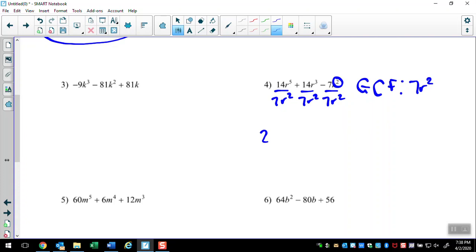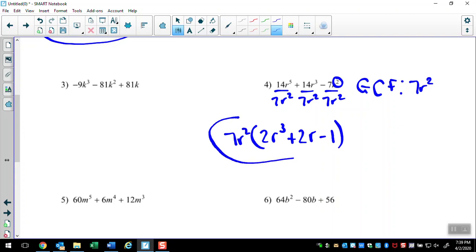Alright, 14 divided by 7 is 2. R to the 5th divided by r squared is r cubed. 14 divided by 7 is 2. R cubed divided by r squared is just r. Negative 7 divided by 7 is negative 1. R squared divided by r squared, 2 minus 2 is 0. And then we don't want to forget to include our greatest common factor in our answer.